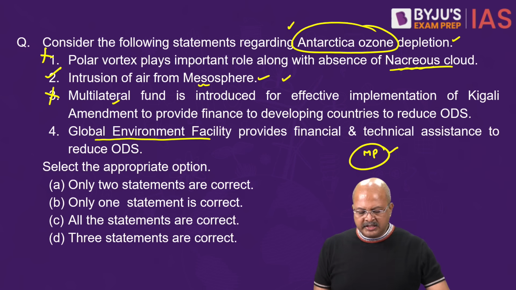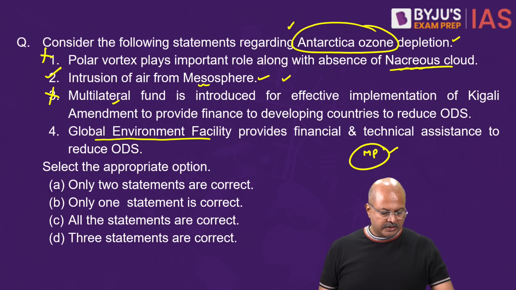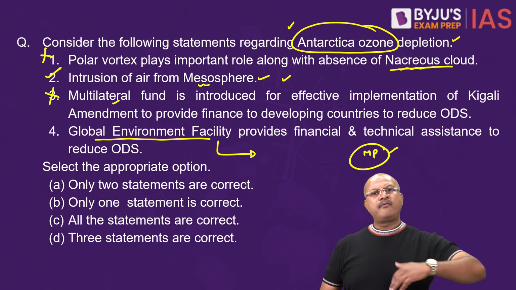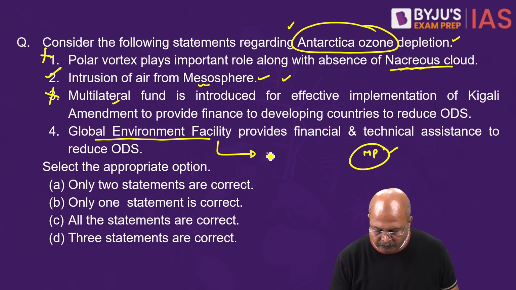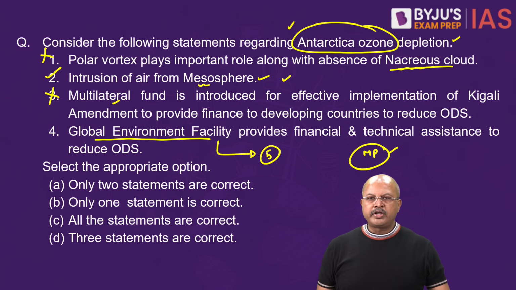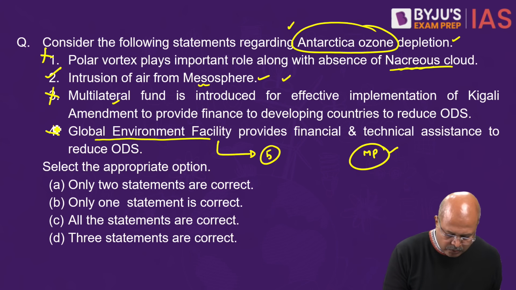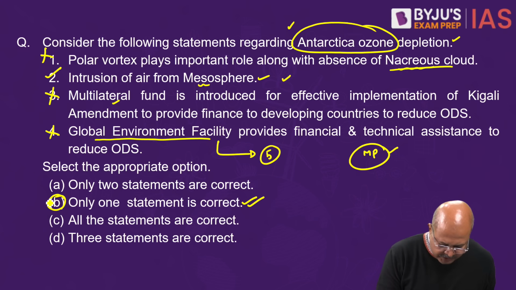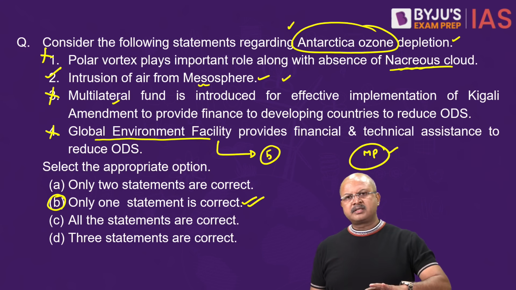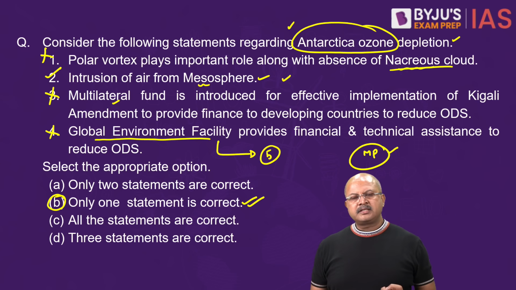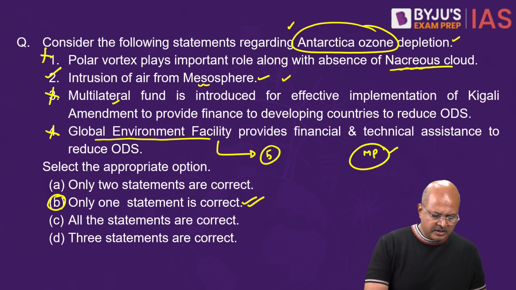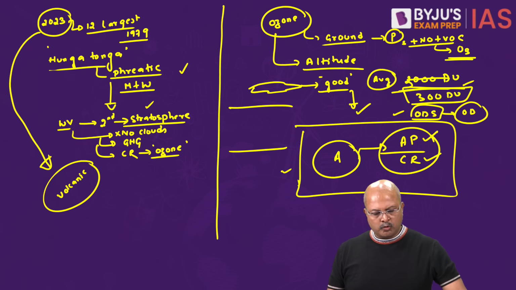Then Global Environment Facility provides financial assistance and technical assistance to reduce ODS. Now, Global Environment Facility is also a fund which provides financial assistance to 5 conventions, but not to the Montreal Protocol or to the ozone depletion part. So hence, the fourth statement is also wrong. So here, only one statement is correct. Option B is correct. Now, sometimes they may ask funds with reference to certain criteria. Sometimes they may ask funds and conventions. Right. Now, this is about the first question. Now, we move on to the second question.